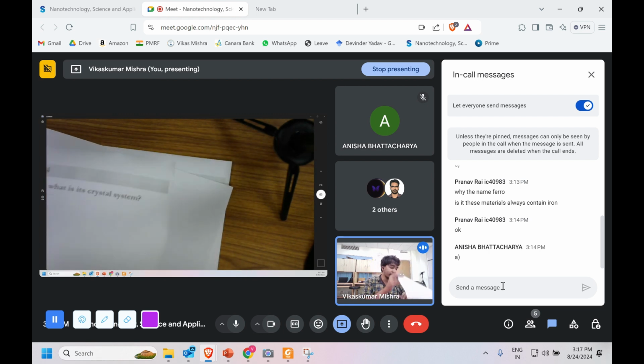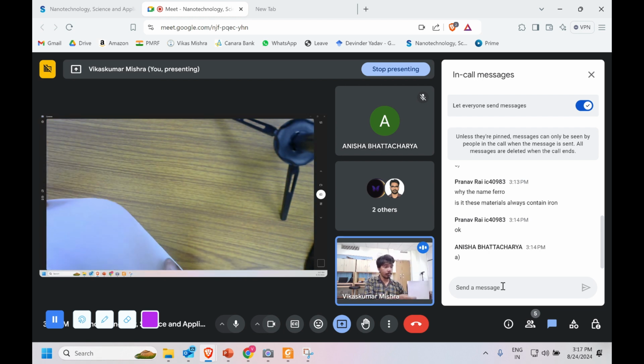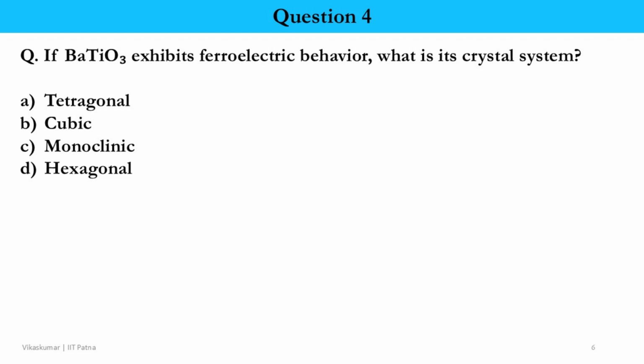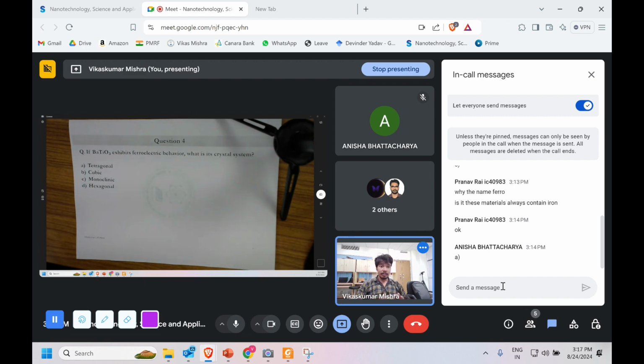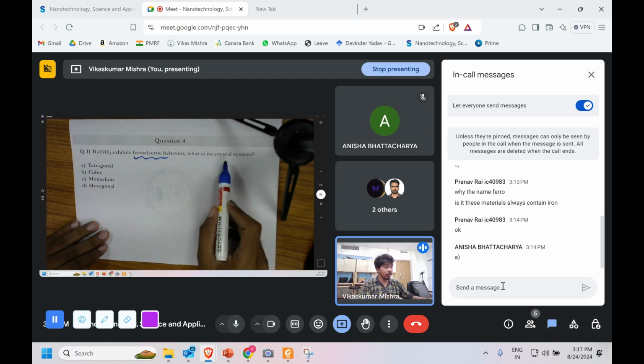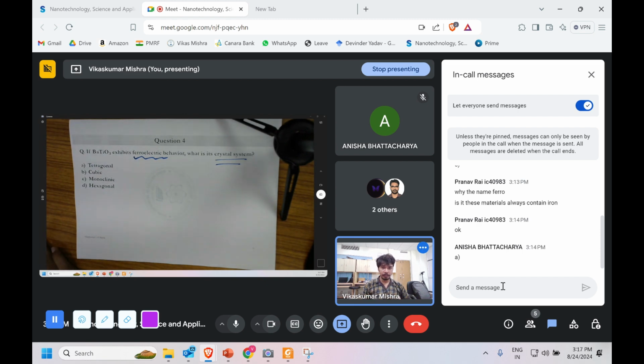Now this question is quite interesting. A condition is given to us that BaTiO3 is exhibiting ferroelectric behavior. What is its crystal system? We know 7 crystal systems, right? Among those, which of them can it be? Tetragonal, cubic, monoclinic, hexagonal. So, what are your opinions on this?